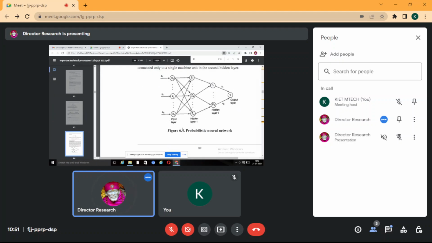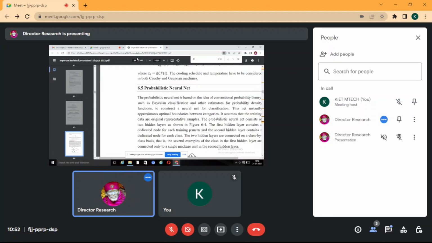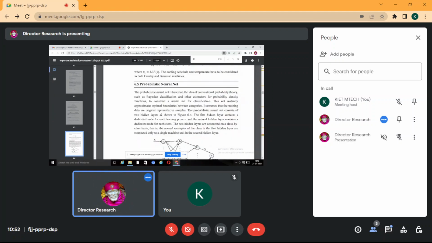Input layer. Just now I explained the concepts. Just see that diagrammatically: how hidden layer 1 is structured, how hidden layer 2 is structured, and how the output layer is structured. Probability density function to construct a neural net for classification. This net instantly approximates optimal boundaries between categories. It assumes that training data are original representative samples.